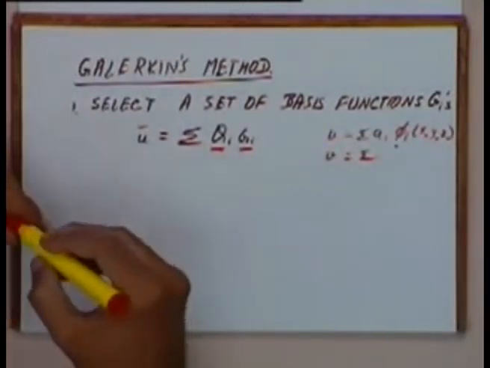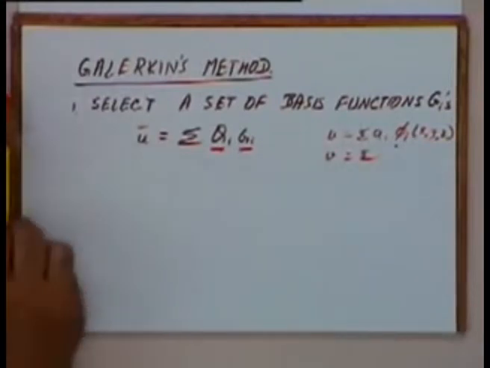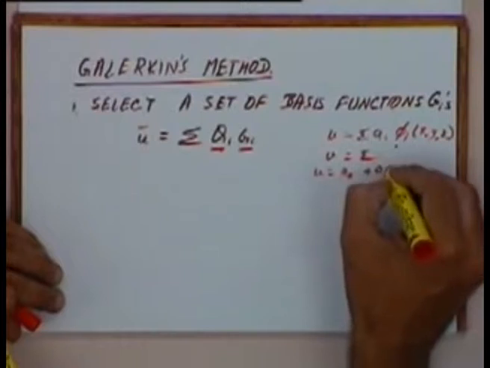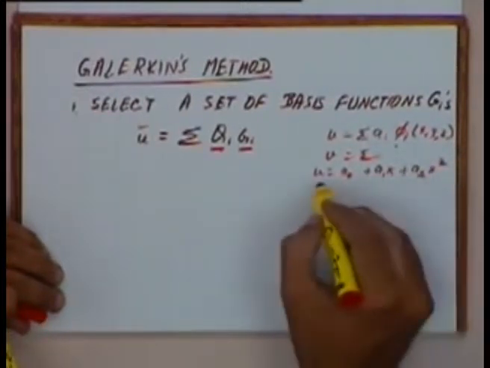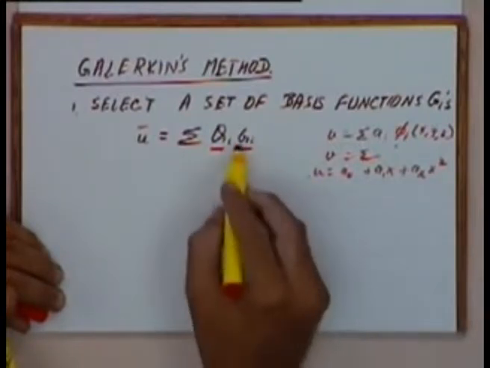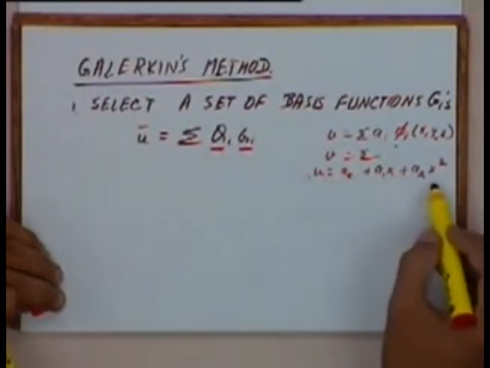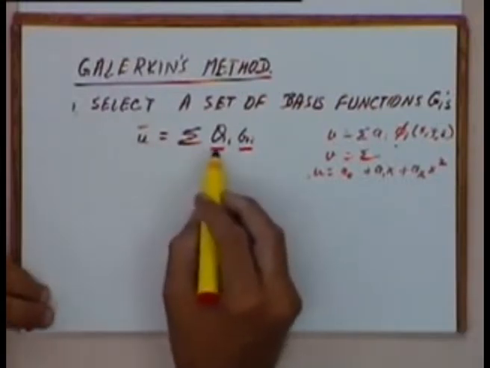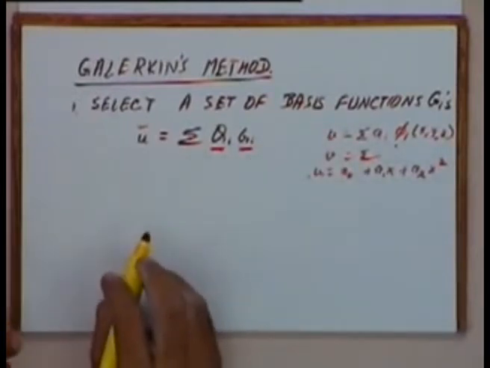Okay, and if you remember the one dimensional example we had taken, we had said u equal to a0 plus a1x plus a2x squared. This expression is the same as this. So the gi will be 1, x and x squared, and the qi will be a0, a1 and a2. Okay, so u bar is equal to sigma qi times gi, where the gi are the basis functions.